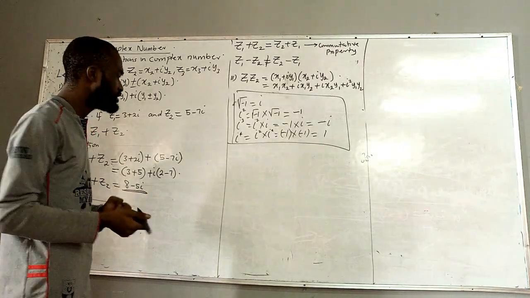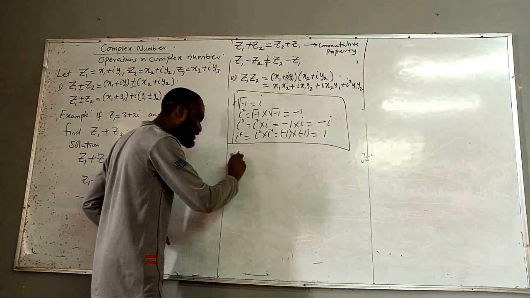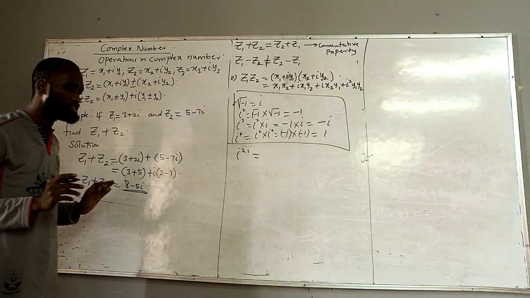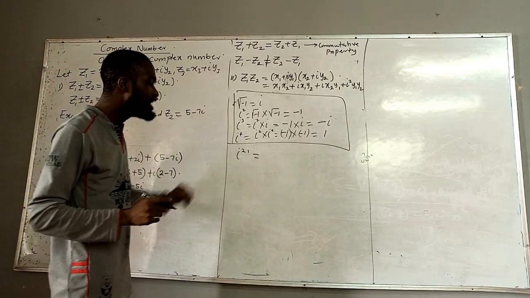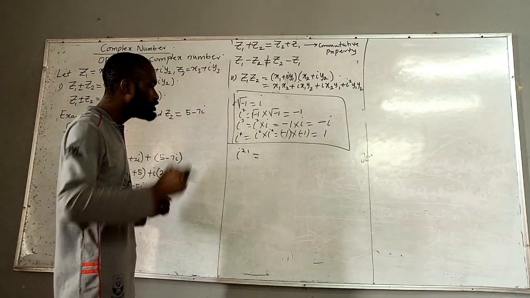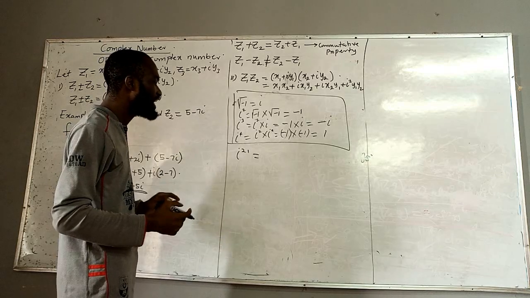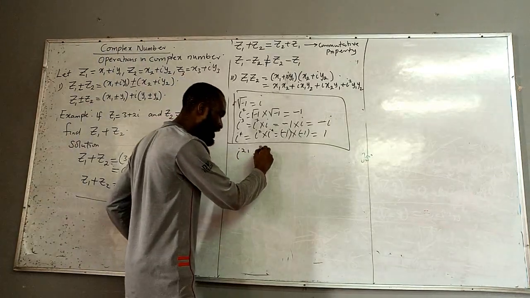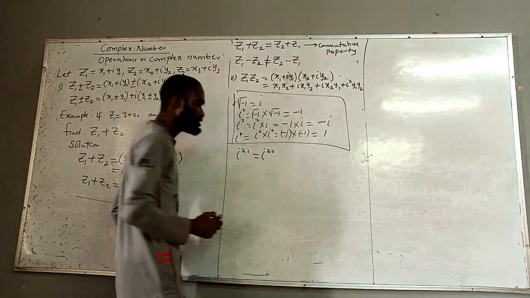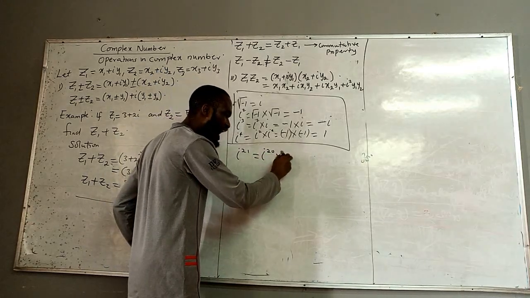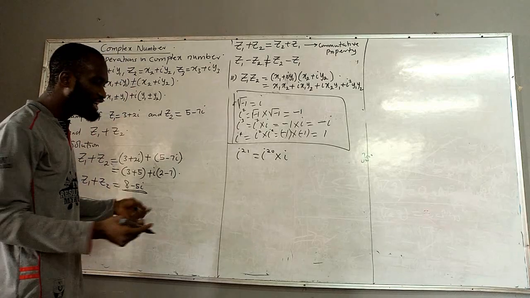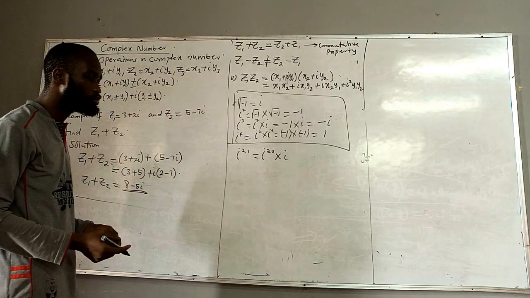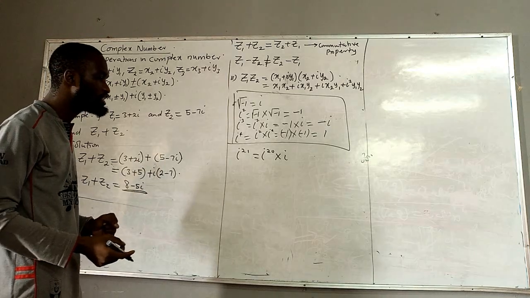Now let's look at it. If I ask you to find i raised to power 21, look at it now. i raised to power 21 is very easy. Since the power is an odd power, just separate it the way I separated i raised to power 3, into even and odd. That is, I can write this as i raised to power 20 times i. Because applying law of indices, I'm still going to have i raised to power 21. Now, what is i raised to power 20?